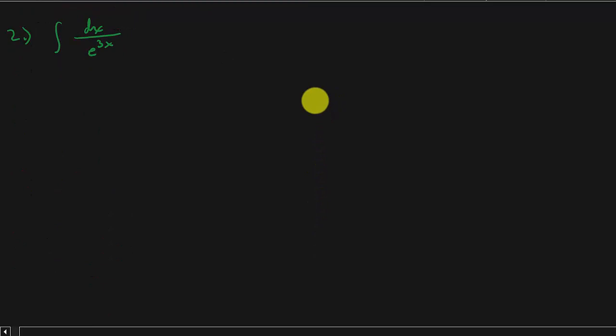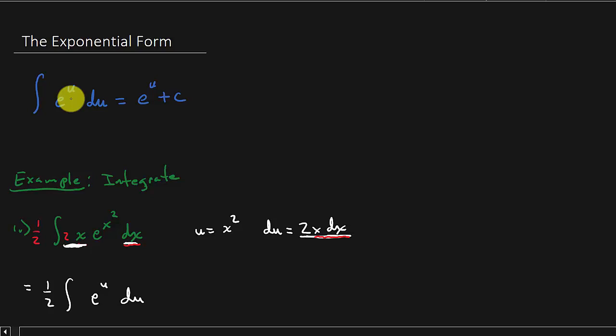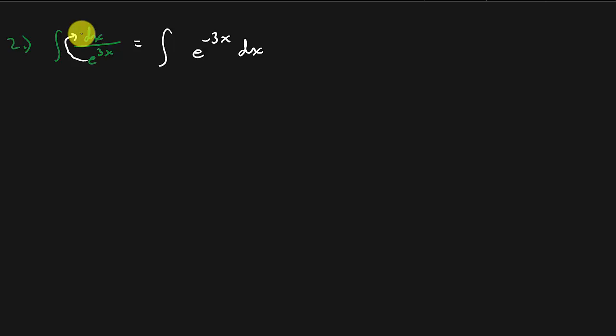All right, what about this one? Well, the problem we have here is the e to a power is in the denominator. Our formula does not show e in the denominator. You see that? It's not in the denominator. So we have to first rewrite this. We can write it as e to the negative 3x dx. So all I did is I moved it into the numerator. And remember, when you move something across the fraction bar, it changes the sign of the exponent.